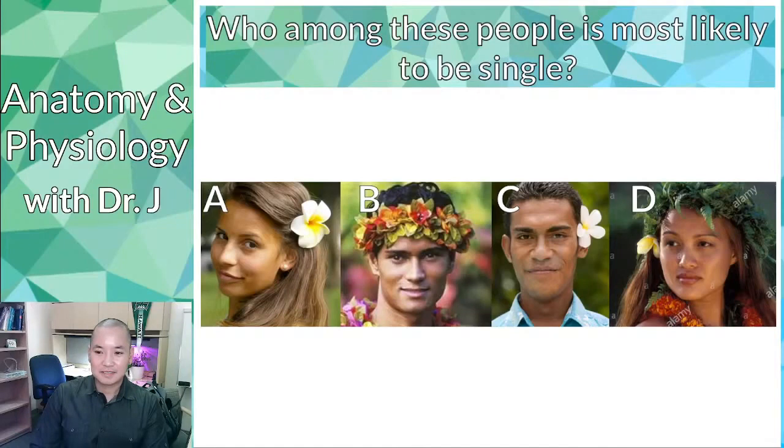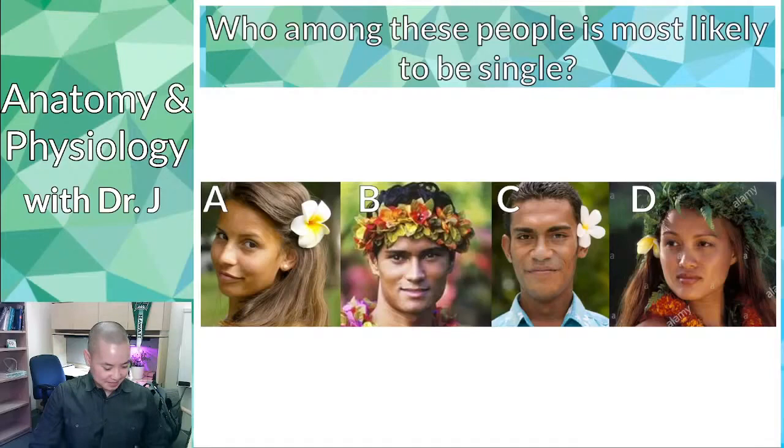Okay, so it looks like in terms of the poll, 8% said A, 16% said B, 31% said C, 46% said D. Now, it's funny, whenever I post this question, people start analyzing faces, and it's really great, the answers I get. But if we're talking about the flower, the person most likely to be single is this person right here.